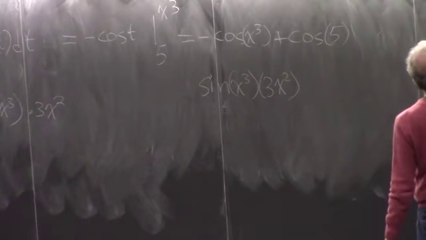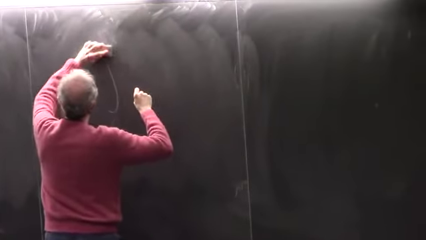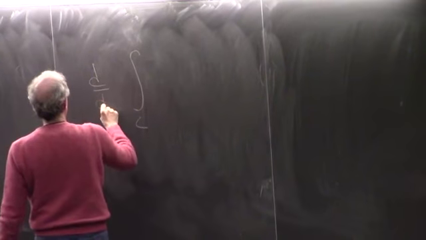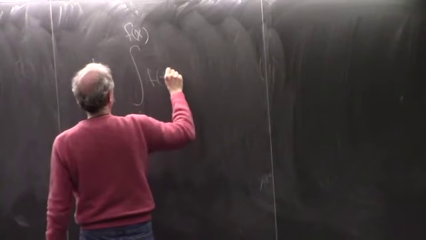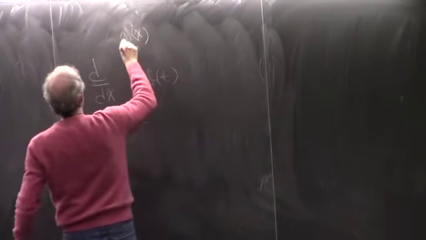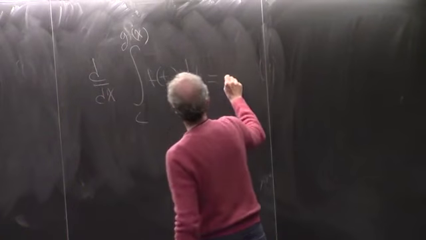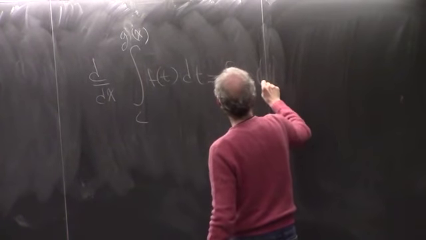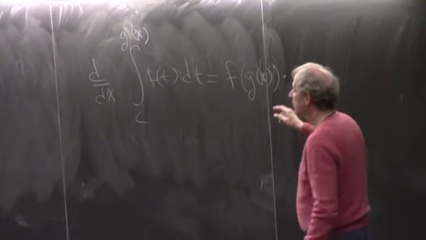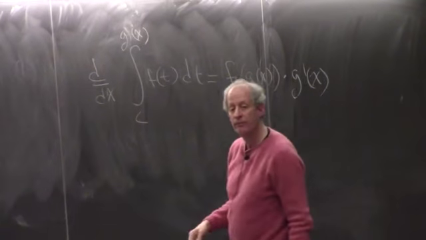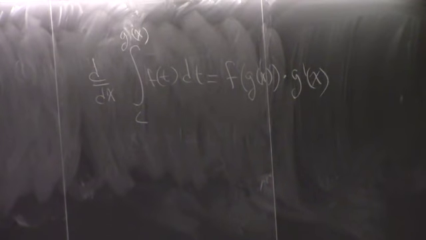So now the sort of fuller version of the first fundamental theorem of calculus. I'll make that a G. This becomes f evaluated at g of x times g prime of x. So again, it's not really very hard.